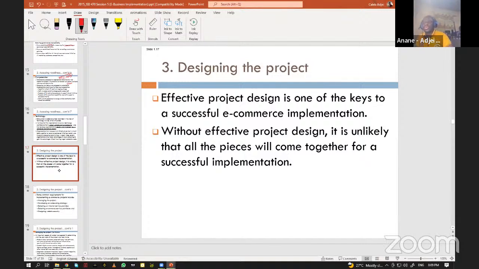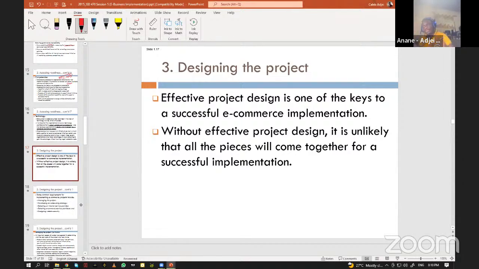Then also designing the project. Effective project design is one of the keys to a successful e-commerce implementation. So without effective project design, it is very unlikely that all the pieces will come together for a successful implementation. So just like you want to build a house, you need a very good plan, okay, the building plan, to go through it, to be able to bring the pieces of the house together. So knowing that, okay, the bedroom has to be over here, the kitchen has to be here, this one has to be there, that one has to be there. So when you're able to put all these pieces together, then it forms a complete house.